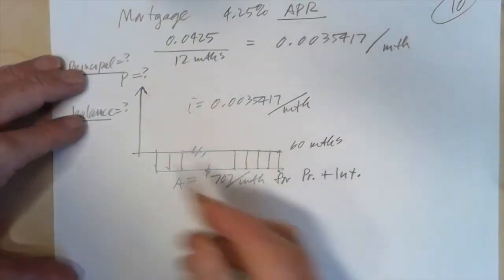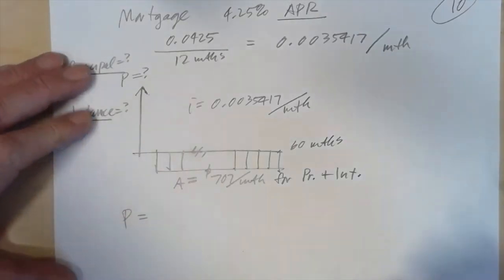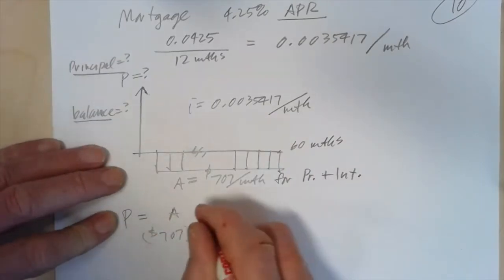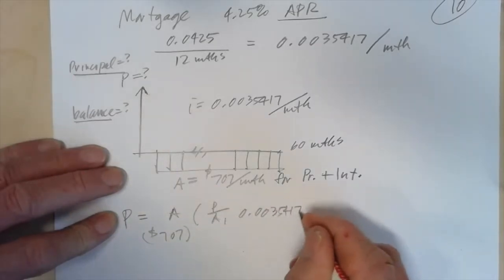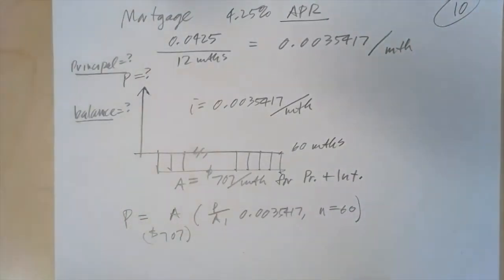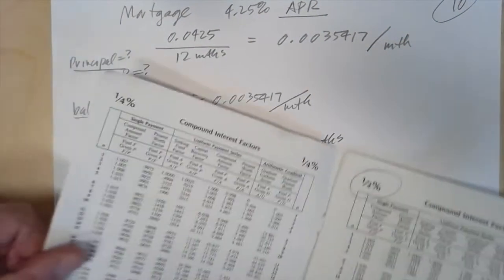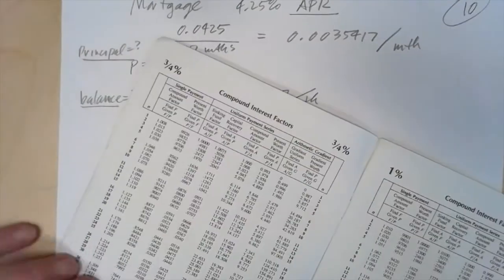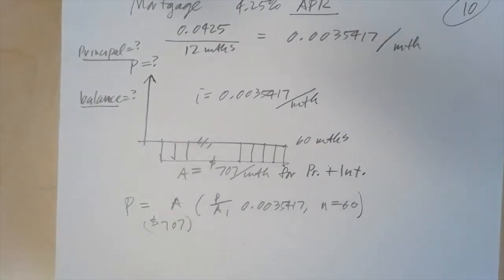All right. So what is my P? P is equal to my A of $707 times P over A, with my interest rate and N equal to 60. Now, if you go to the tables, I need an interest rate of 0.0035. Oh, wait a minute. Look at this. 0.25%? 0.5%? Wait a minute. That's not in here. So does that mean you just give up? You go home and say I can't solve it? Of course not. None of us are quitters, right?